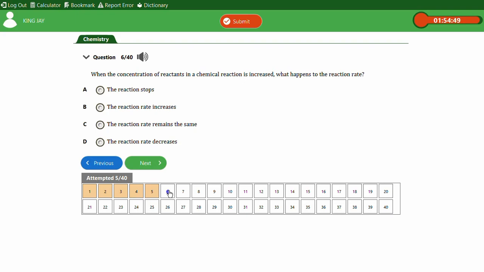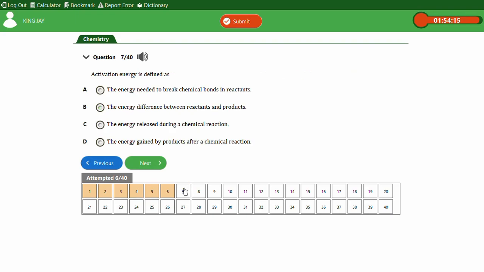When the concentration of a reactant in a chemical reaction is increased, what happens to the reaction rate? Option A, the reaction stops. B, the reaction rate increases. C, the reaction rate remains the same. D, the reaction rate decreases. So when the concentration of a reactant in a chemical reaction is increased, the reaction rate is increased. So B is the answer. Let's go to the next question.